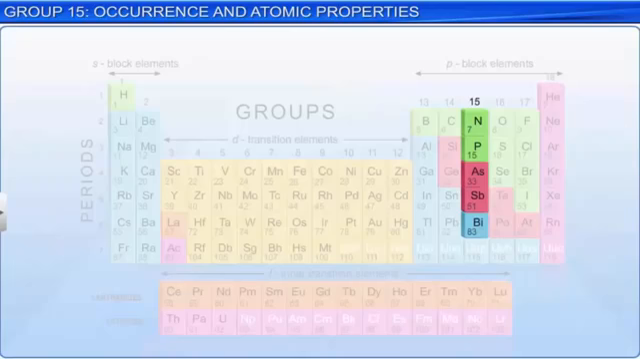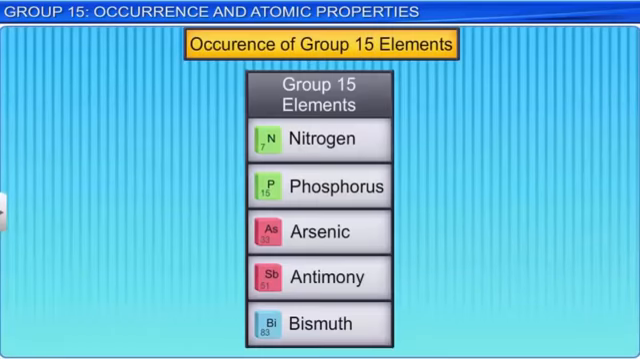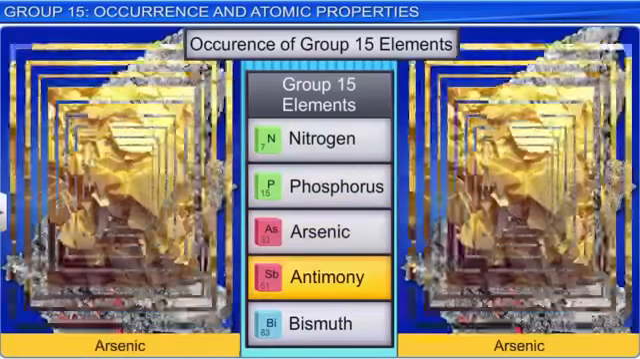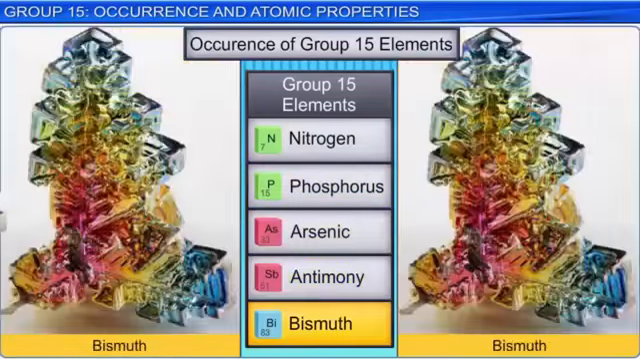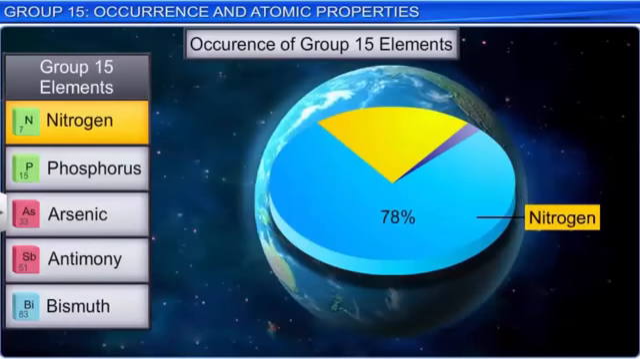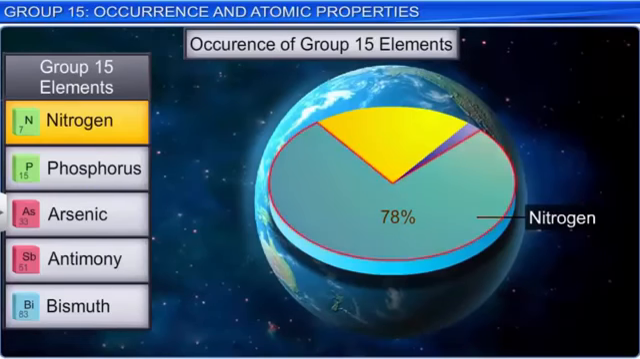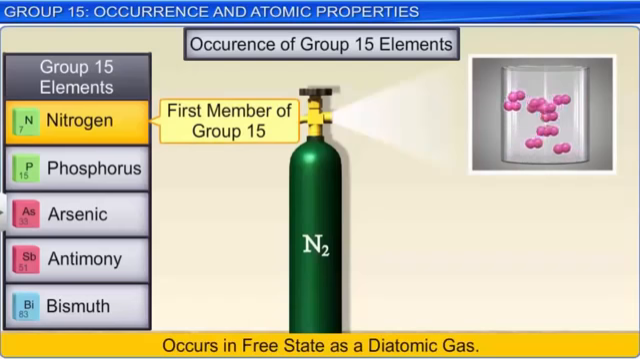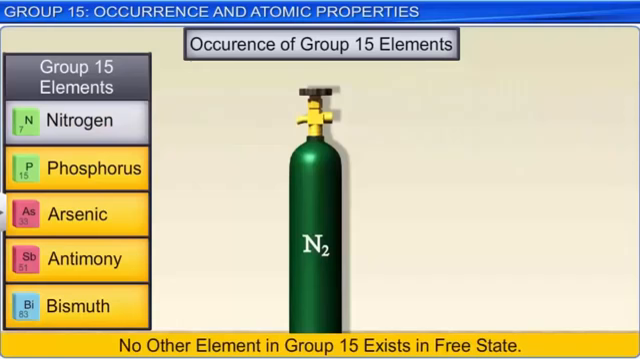Now let us turn to the study of group 15 elements. Let's first discuss the occurrence of these elements. The elements in group 15 are nitrogen, phosphorus, arsenic, antimony, and bismuth. Nitrogen is the major constituent of the Earth's atmosphere and accounts for 78% of it by volume. It is the first member of this group and occurs in free state as a diatomic gas, N2. No other element of this group exists in free state.